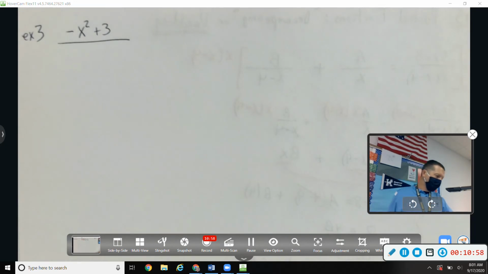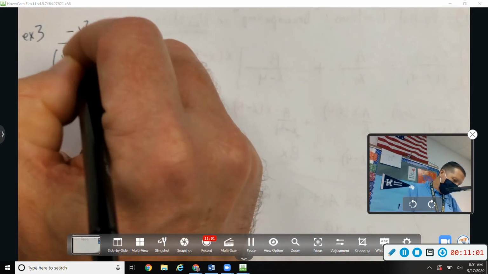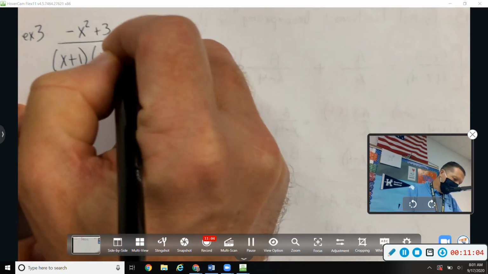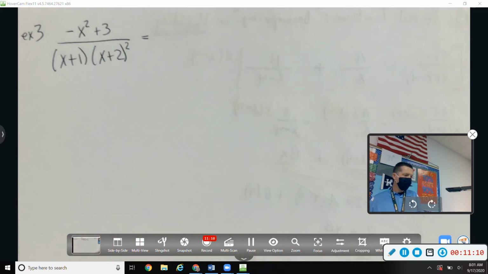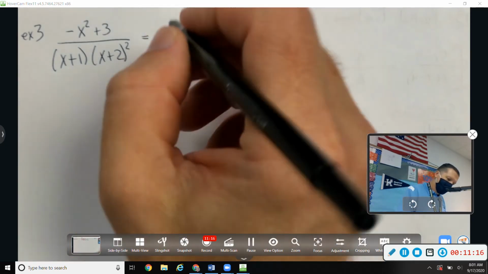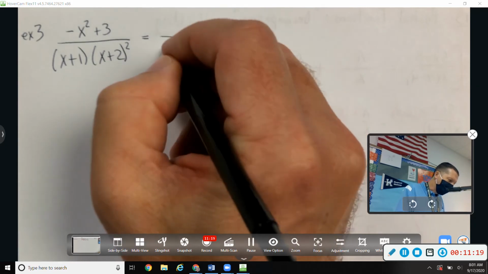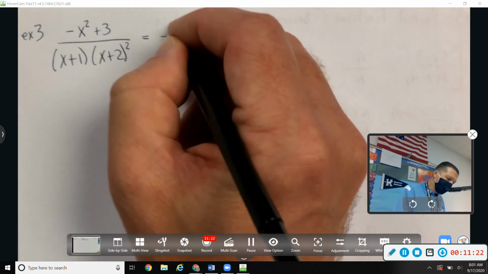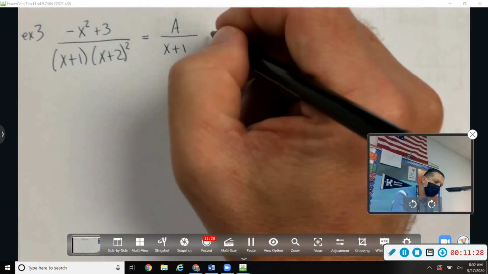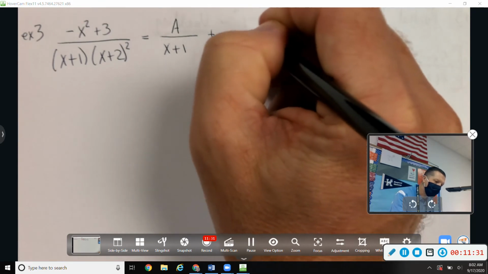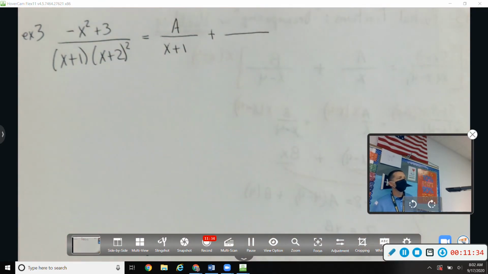Negative x squared plus 3 over x plus 1 and x plus 2 squared. So I think pretty clearly I need an x plus 1 as a denominator. What else do I need as a denominator? What do you think? This one's a little bit different. What would the other denominator have to be in order for this to be the common denominator?